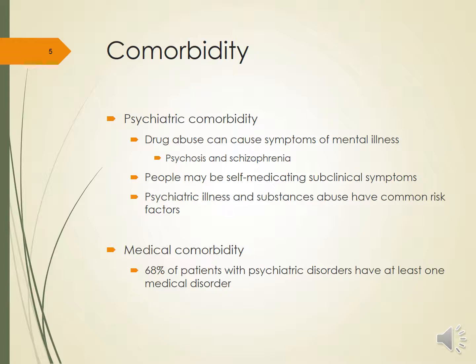We also know that people with psychotic disorders like schizophrenia should not use drugs and drink because it makes their symptoms worse. And we know that psychiatric illness and substance abuse have some common risk factors. What are those risk factors? Genetic vulnerabilities, underlying brain defects, and exposure to stress or trauma at an early age.